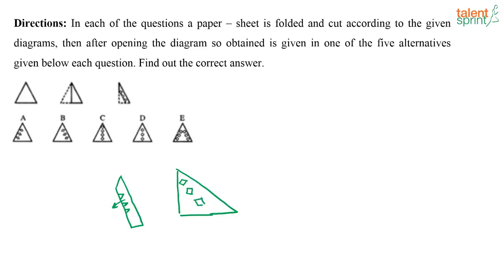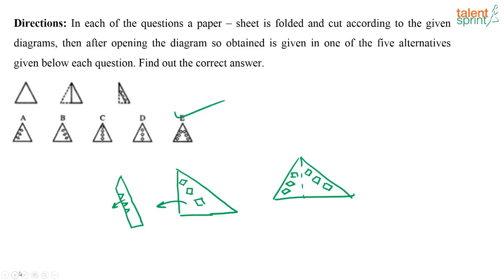Then next what am I doing? I am again opening in the same direction another step. So this is how it will look. I have opened through this line. So here if I have 3 diamonds like this, here also I will have the same thing, because I have opened 1 more layer. So this is how my answer figure will look, which is option E.